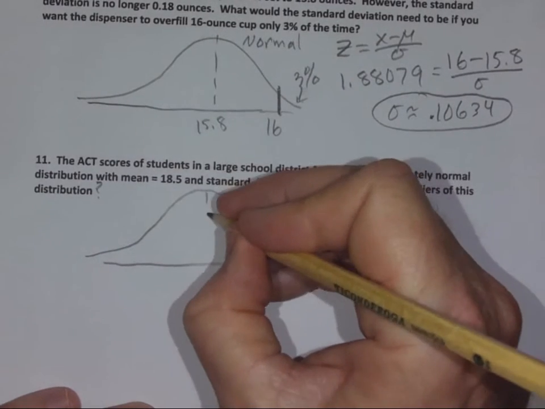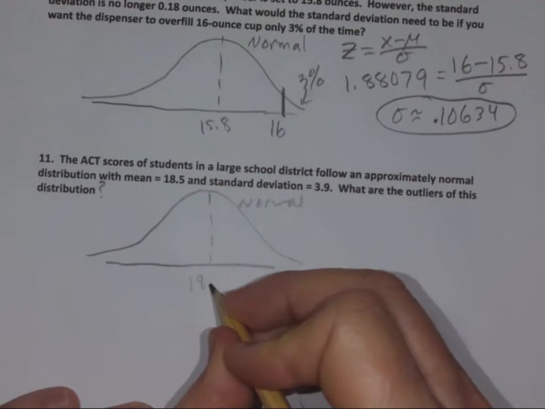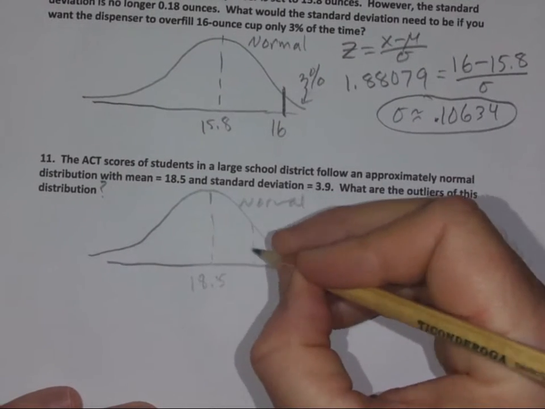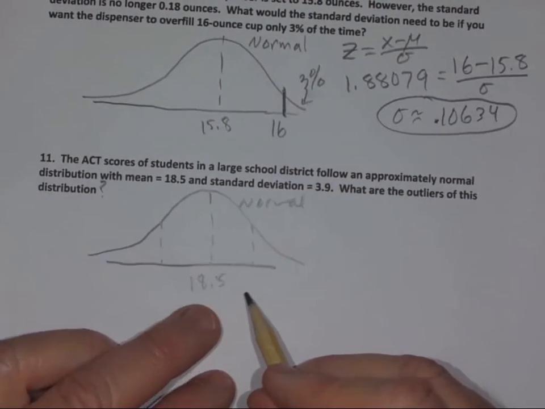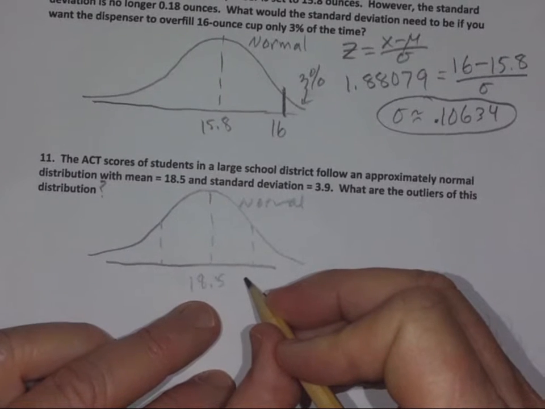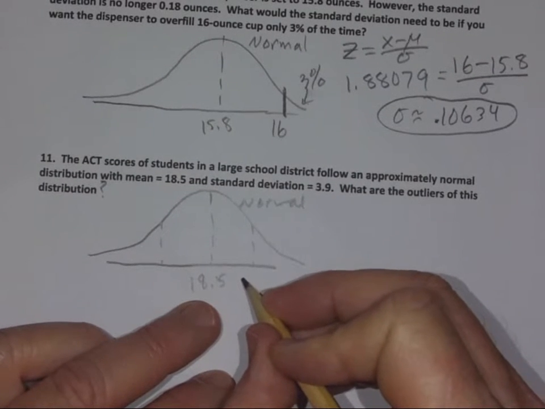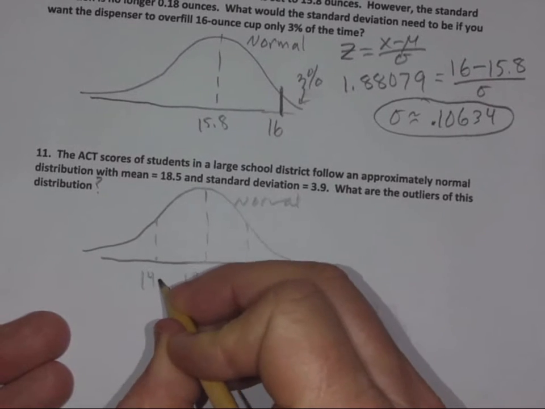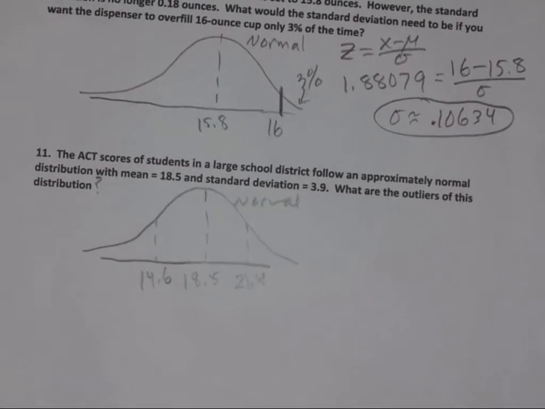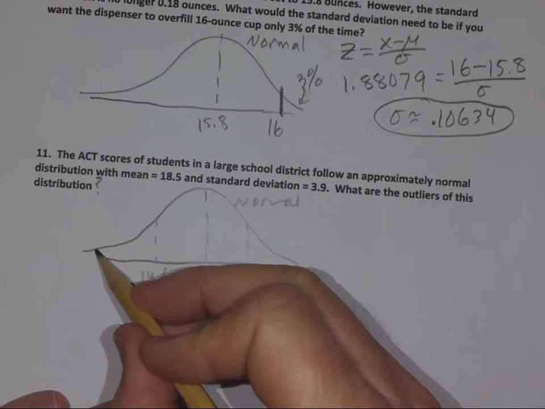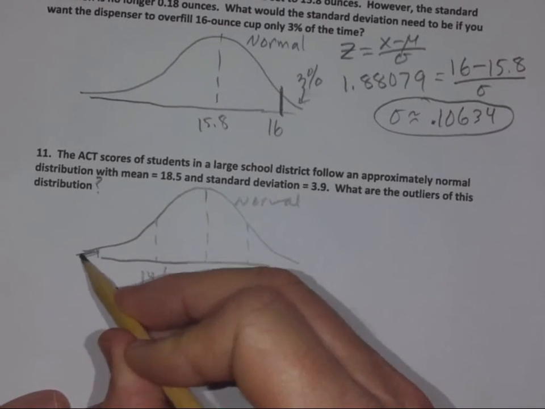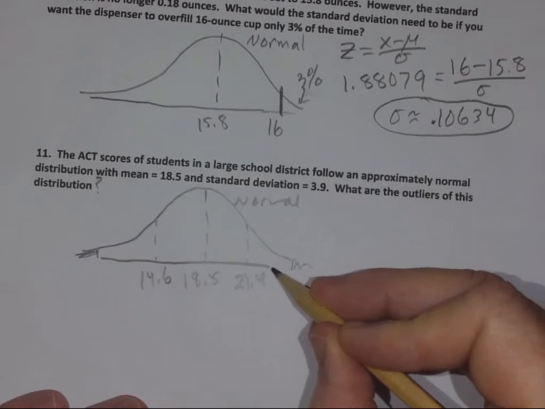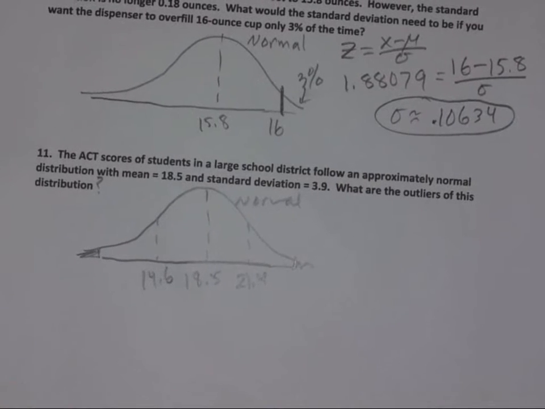The average right in the middle is 18.5, and the standard deviation, so plus 3.9, that'd be 22.4. If I subtracted 3.9, 18.5 minus 3.9, that's 14.6. That's just labeling my curve. The question is, how far do I have to go out on this tail before it's an outlier? What's an outlier on the high end and on the low end?